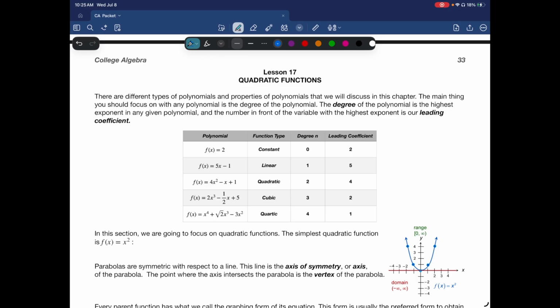The number in front of the variable with the highest exponent is our leading coefficient. Again, it doesn't matter where it lives; it's the leading coefficient. For a polynomial, here are some examples. We have a constant, linear, quadratic, cubic, quartic, and so on. The degree for each of these is 0, 1, 2, 3, and 4. For a constant term, that's the leading coefficient, 2. On 5x minus 1, the leading coefficient is 5. On 4x squared minus x plus 1, the leading coefficient is 4. Whatever the highest power is, the number in front of that is your leading coefficient.